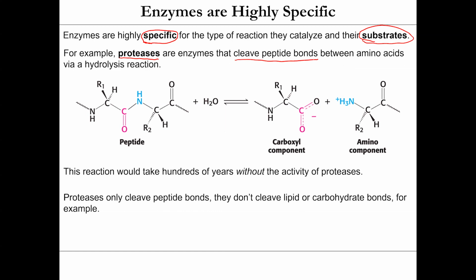So proteases are very specific. They only cleave peptide bonds. They don't cleave lipid bonds. They don't cleave carbohydrate bonds, for example. Enzymes are highly specific for the substrates that they interact with and the types of reactions that they catalyze.